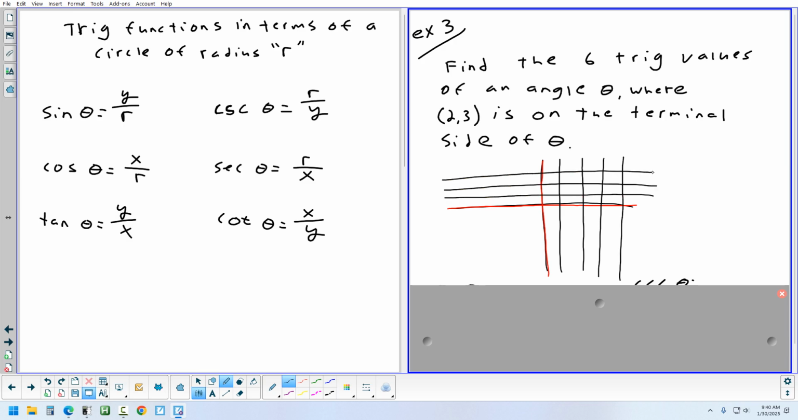All right. So it says find the 6 trig functions of an angle where 2, 3 is on the terminal side. It's x, it's y, 2, 3. 2, 3 is on the terminal side, means you have a side that's going right through that point. Where's your initial side? It's on the positive x-axis. We always assume the angle is standard position. So that is what I'm having you measure. You're looking at that angle right there.